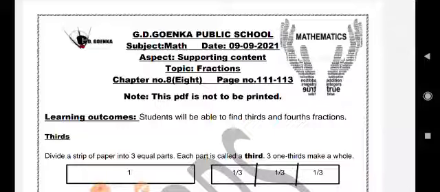Dear students, today you will be able to find thirds and fourths fractions. You can find the related concept and the related questions on page number 111 to 130. So let us start now.